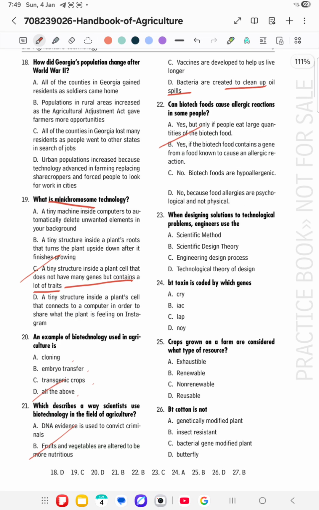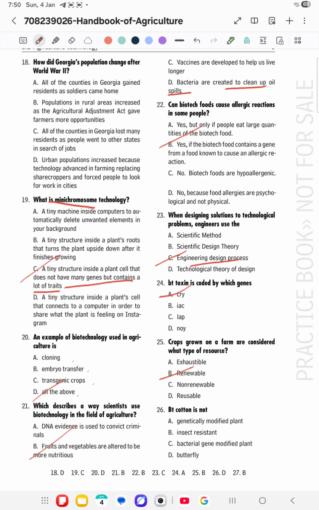When designing a solution to a technological problem, engineers use scientific method, scientific design theory, engineering design theory, technological design theory. I don't know, this engineering design process, something like that. Bt toxin is coded by which gene? Cry gene. Crops grown on a farm are considered what type of resource? Exhaustible, renewable, non-renewable, reusable. Non-renewable? Bt cotton is not a genetically modified plant, insect resistance, bacterial gene modified plant, butterfly. It's not a butterfly.